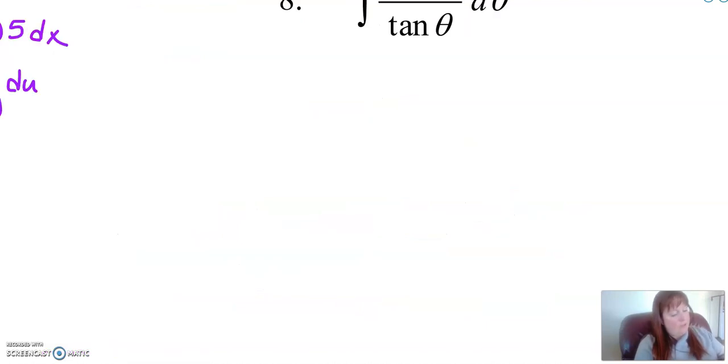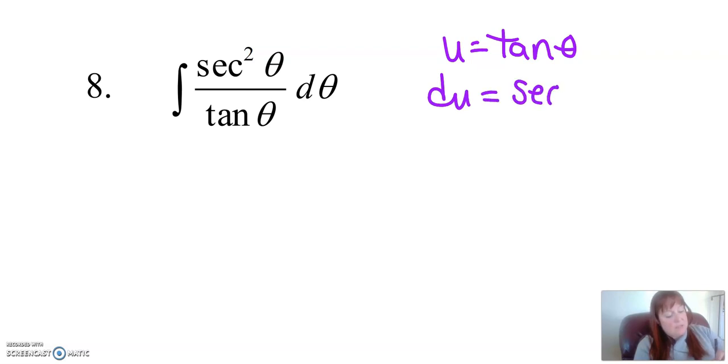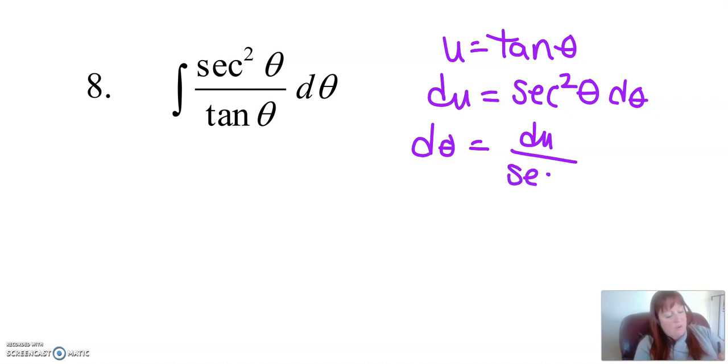Okay. Here's this one, and we recognize it's got to be a U-substitution because I see a function and its derivative right there. Okay, so u is going to be tangent theta, and so du is secant squared theta d theta, and so then d theta equals du over secant squared, which is perfect because we need secant squareds to cancel out.